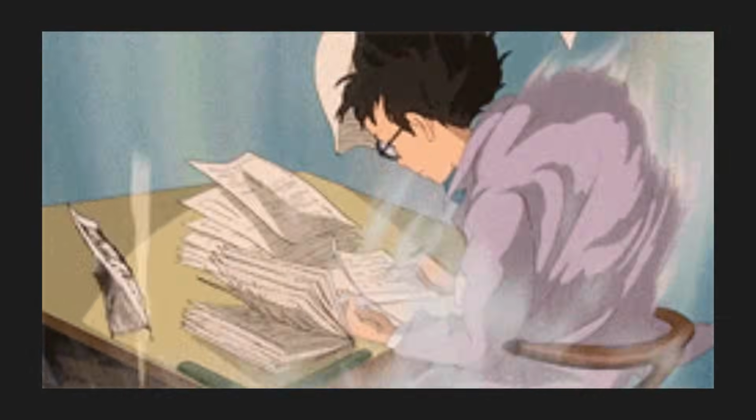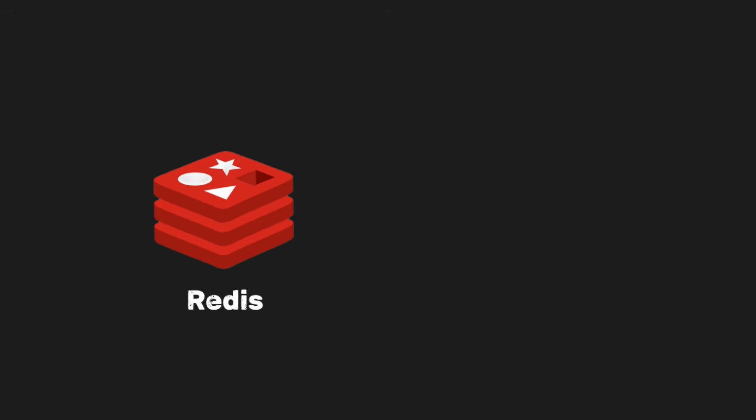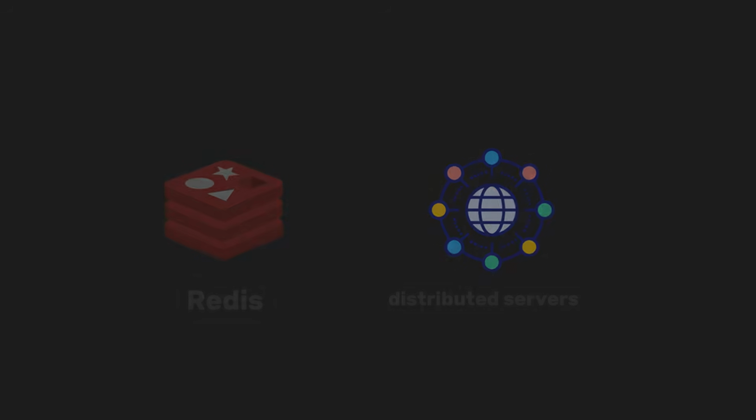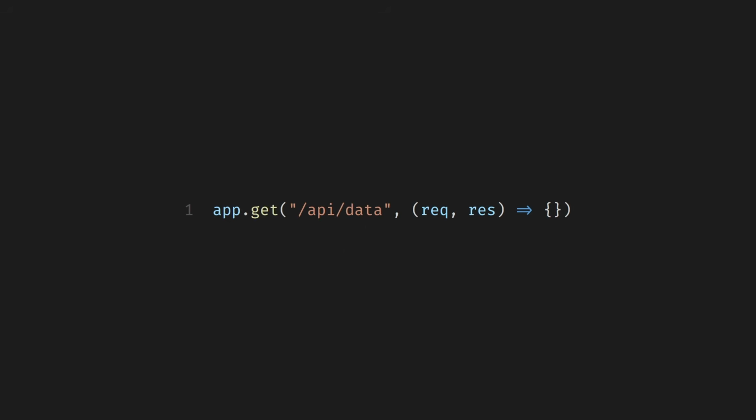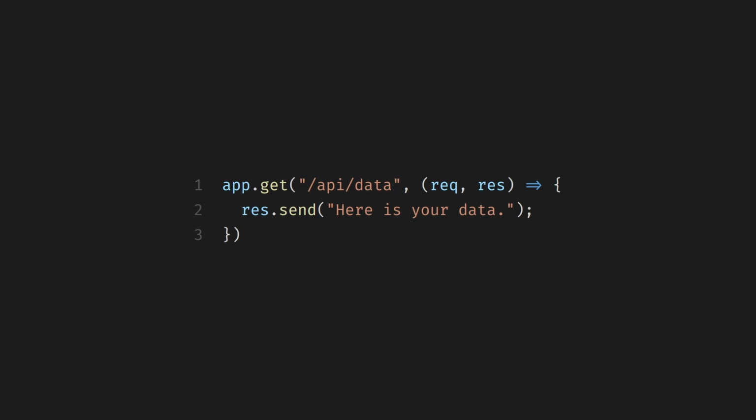Alright, enough theory. Let's try to build a simple one in Express. This isn't production ready. We're skipping things like Redis and distributed servers. The goal is just to see how it works. We'll start with the simplest possible route. Right now, we have a get route that listens for a request on /api/data. When a request comes in, we'll handle it and add our rate limiting logic step by step. Let's start by sending a simple response. When someone makes a request to this route, we'll just send back this.